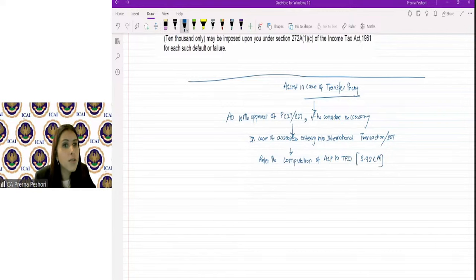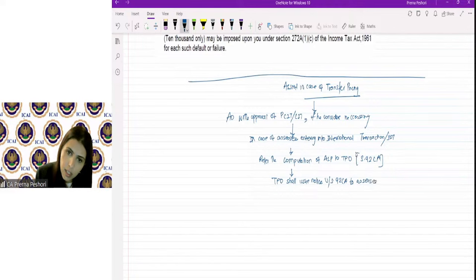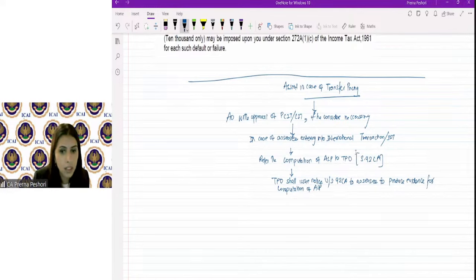Now, where a reference is made to the transfer pricing officer, the TPO will serve a notice on the assessee requiring evidence in support of how he has made the computation of ALP. So the TPO shall issue notice under section 92CA to the assessee to produce evidence for computation of ALP. Are we clear? And the TPO can also decide any other transaction which comes to his notice during the course of proceedings before him. Are we clear?